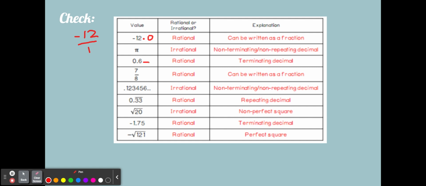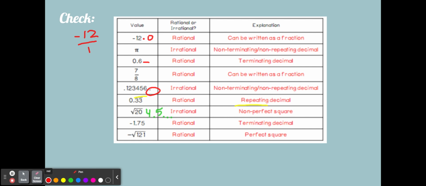0.12345... This dot dot dot indicates it goes on forever, and there is nothing that's repeating over and over. That means it's irrational because it is non-terminating and non-repeating. 0.3 with a bar above it, that bar indicates that it repeats the same value over and over. Therefore, it is rational because it repeats the same value over and over. Then we have the square root of 20, which is going to give you a decimal. And since it's a decimal, probably about 4.5, something around that. That's irrational because it's not a whole number. We call that non-perfect squares.